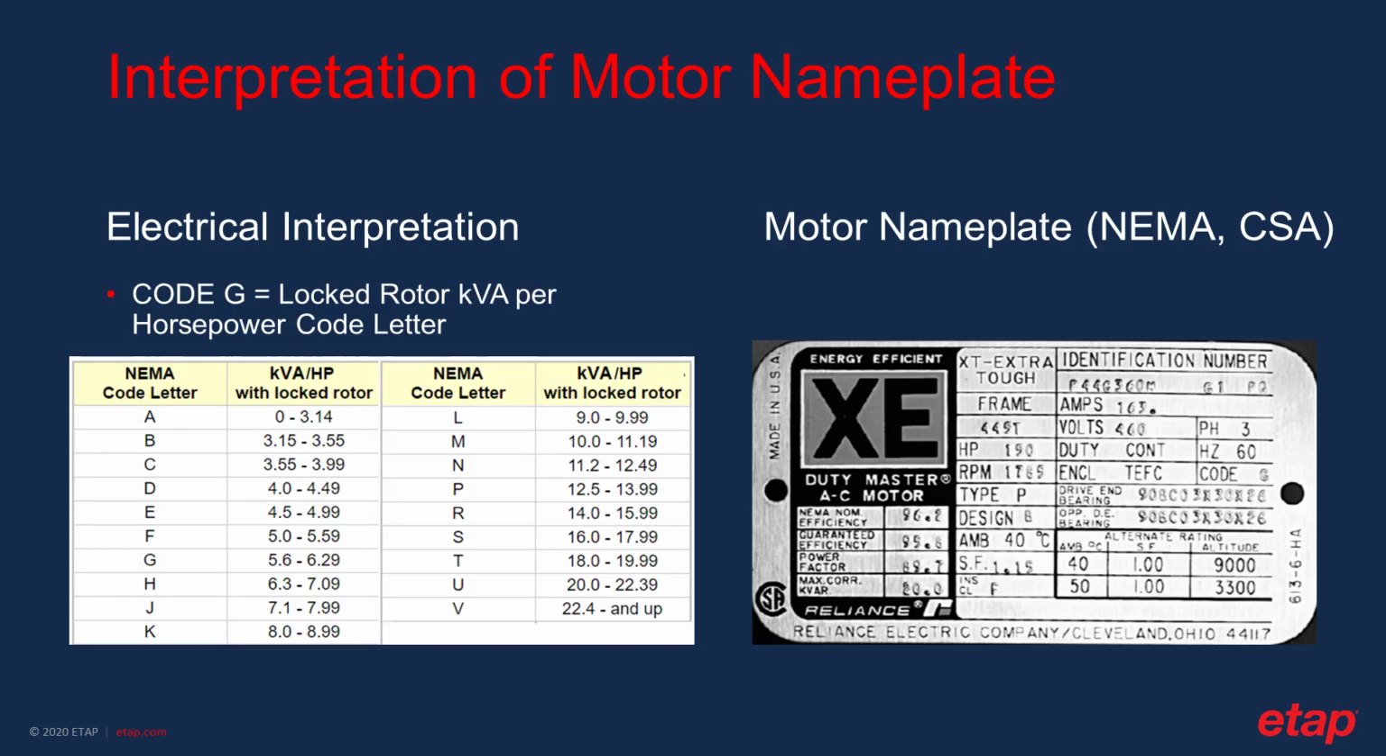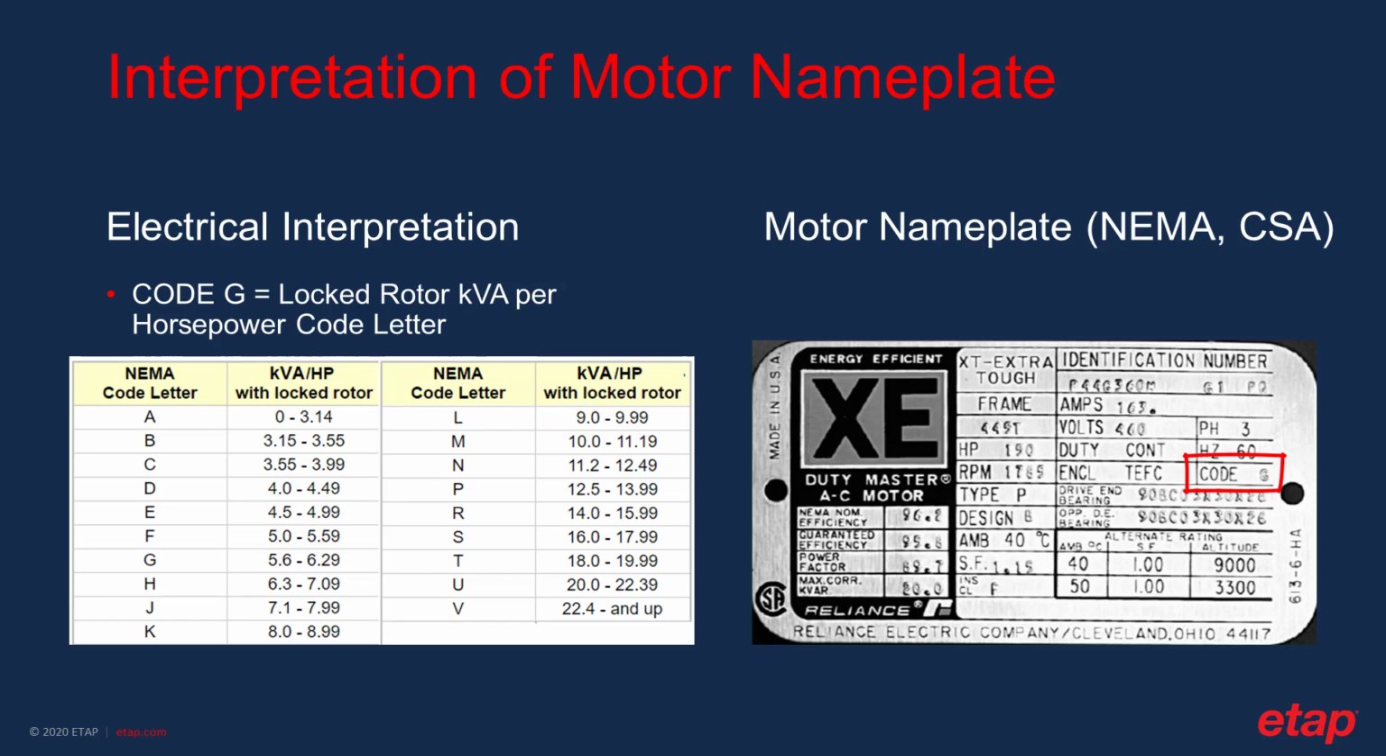Another important piece of information for plotting the motor starting curve is the code letter, or as we call it, the lock rotor kVA per horsepower code letter. This code letter, which you can see here as code G, represents, for each horsepower of the motor, what would be the total kVA of the lock rotor current.